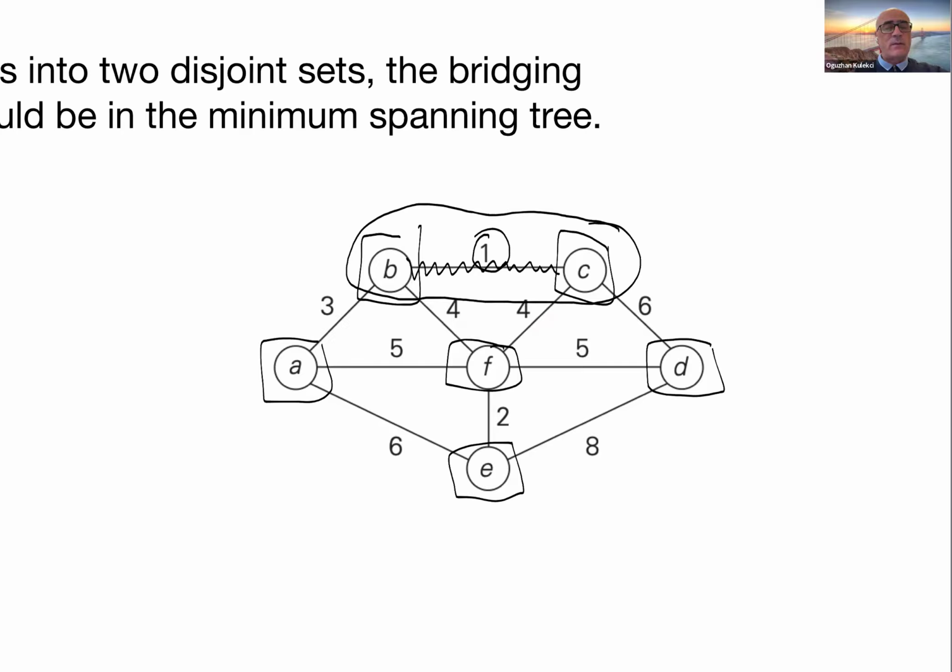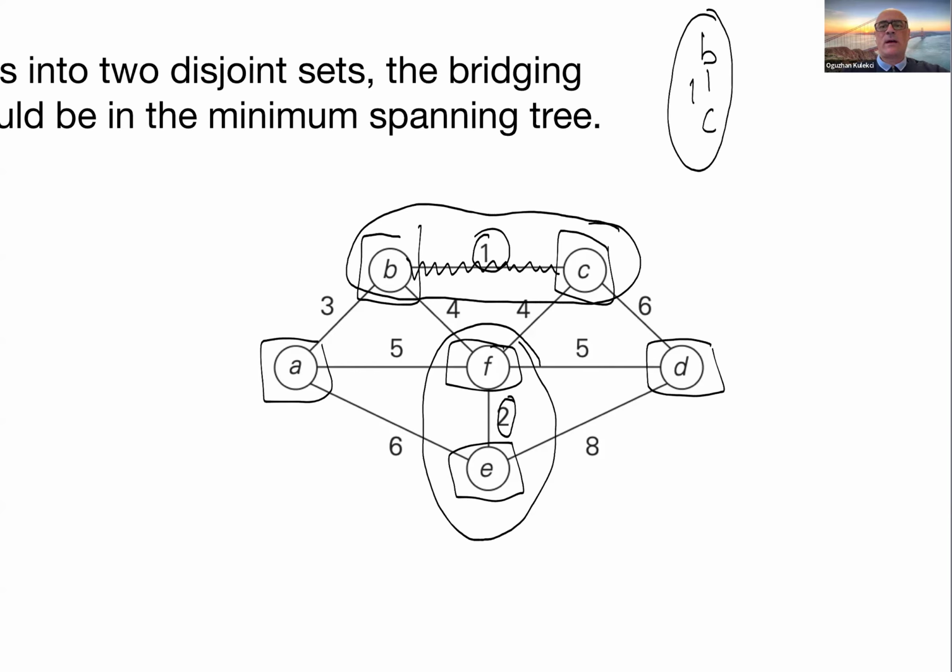Now I'm curious about the edges connecting all the remaining guys. I have 3 here, 5 here, 6 here, whatever. And I see that there is 2, so that is the minimum one. That means this will be another connection. Let me write it here. Now B and C are connected with 1, and you make it a set. And now I have F and E, which are connected by an edge of weight 2, and they are connected.